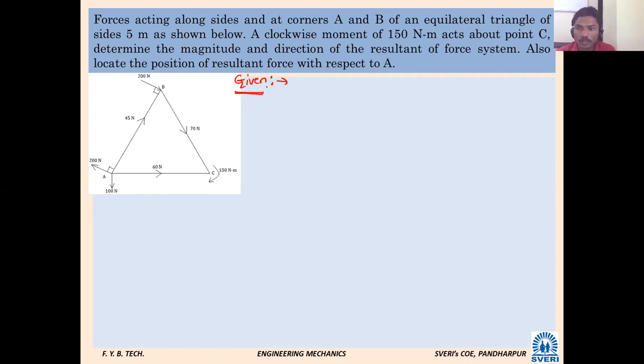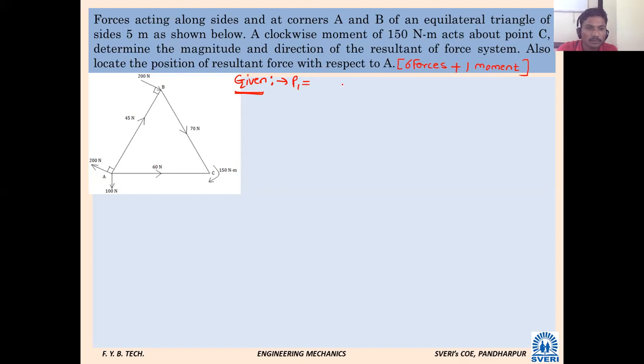Six forces are, don't consider that. Moment is different. The force is different, moment is different. So you should not consider 6 forces and 1 moment. For your information, you write here 6 forces plus 1 moment. Plus 1 moment is given. Okay, so shall we give names?